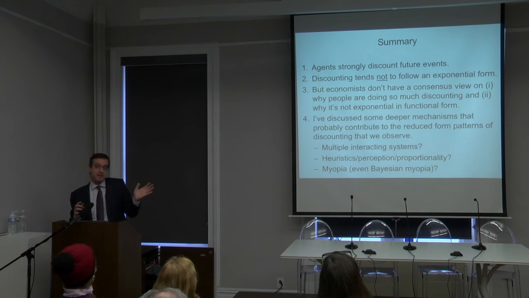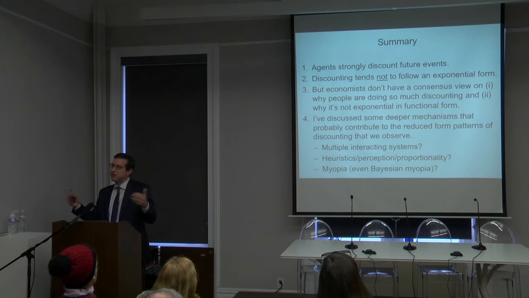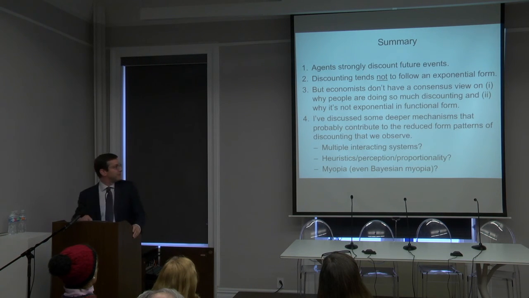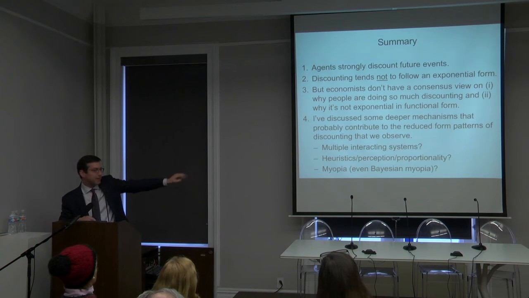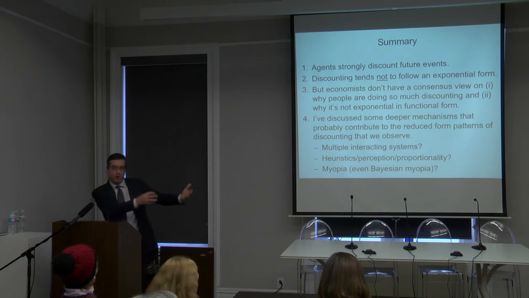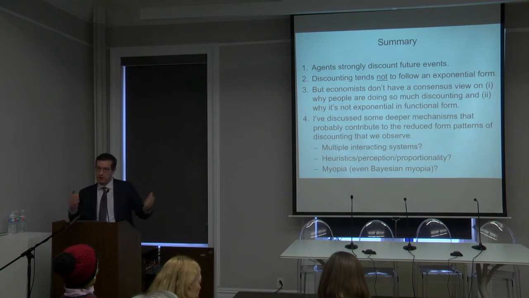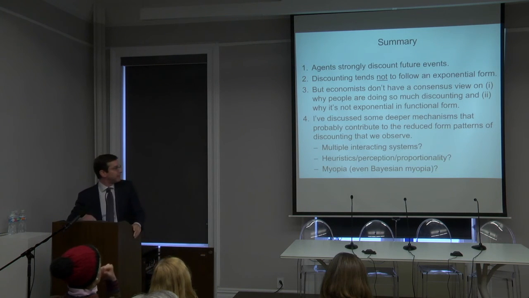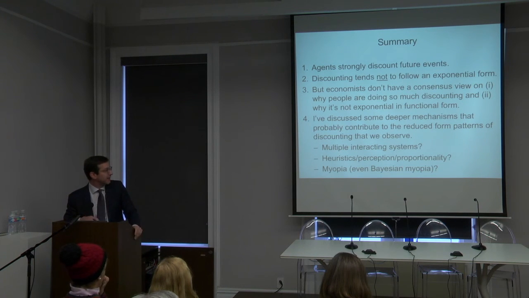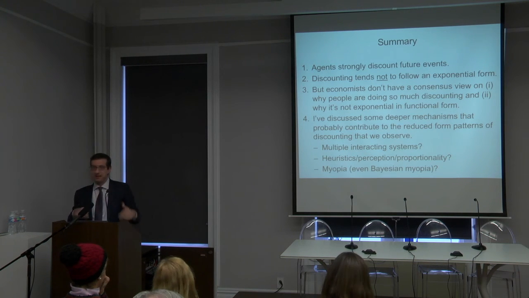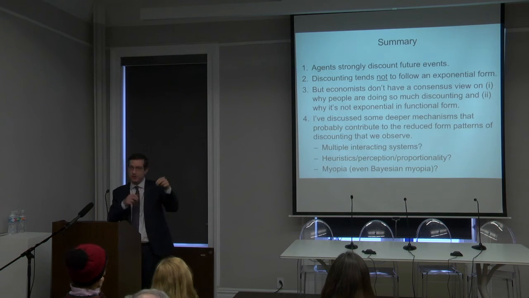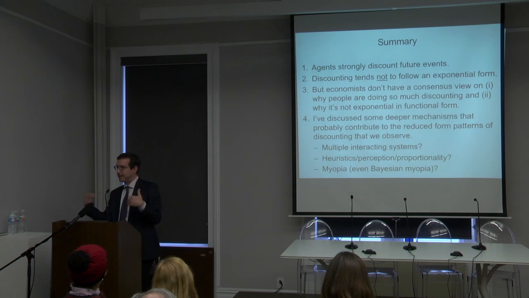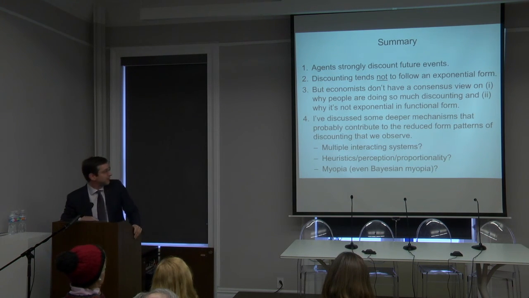I've discussed 3 mechanisms today that I think all jointly contribute to these non-exponential discounting forms. And they are, to quickly review, A, multiple interacting systems, some of which are more patient, some of which are less patient, and which jointly produce behavior that appears to be relatively hyperbolic in its preferences and its discounting. B, heuristics of perception and proportionality that lead us to use time ratios rather than exponential discounting to intuit how we should be evaluating the future.